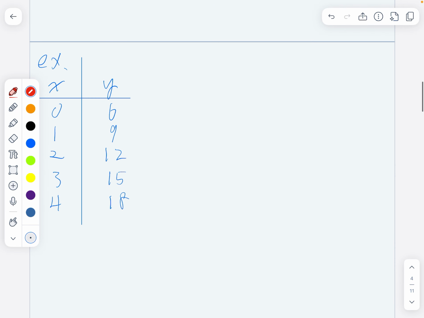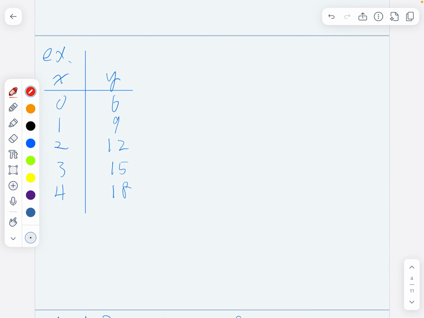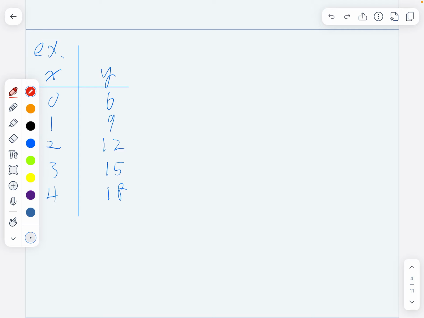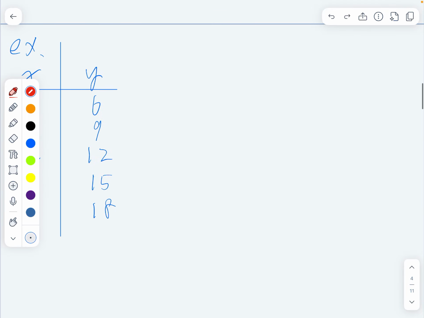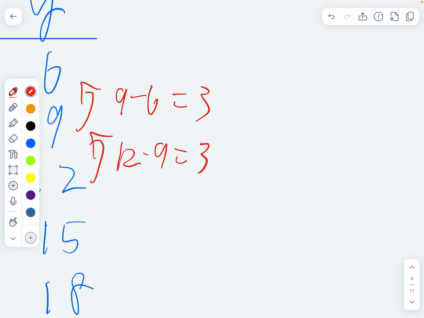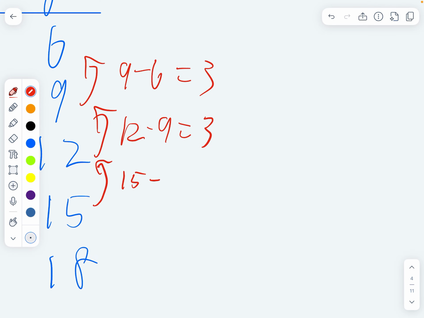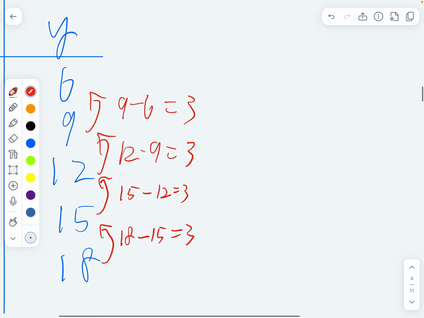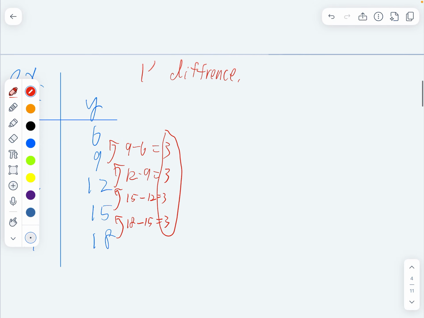There is an example for this table. First we have to find the differences, right? 9 minus 6 equals 3, 12 minus 9 equals 3, 15 minus 12 equals 3, 18 minus 15 equals 3. So all of the differences are 3, so there is a linear equation.